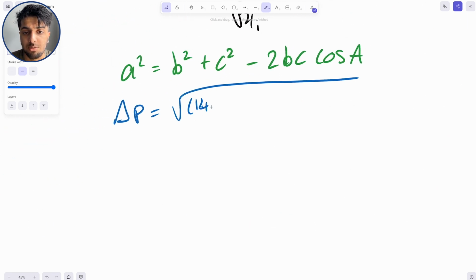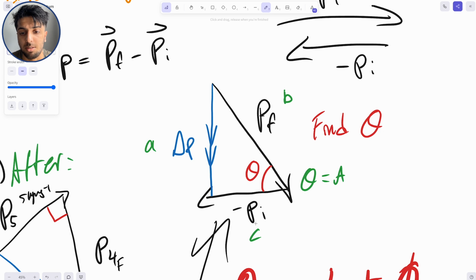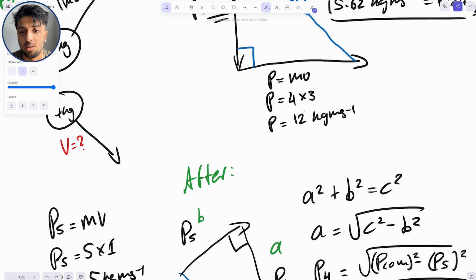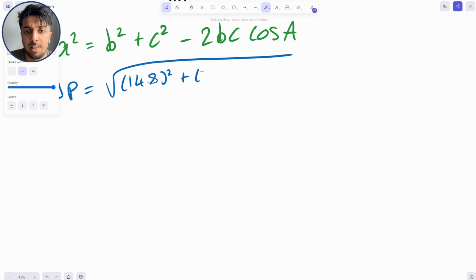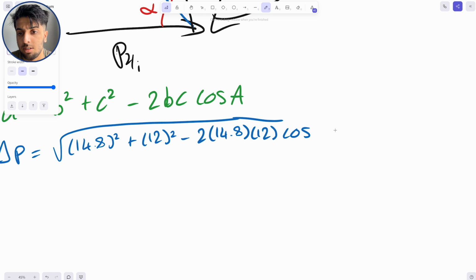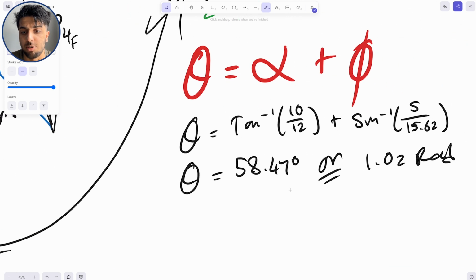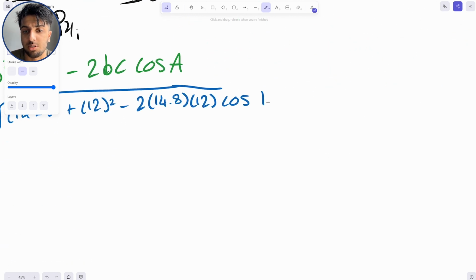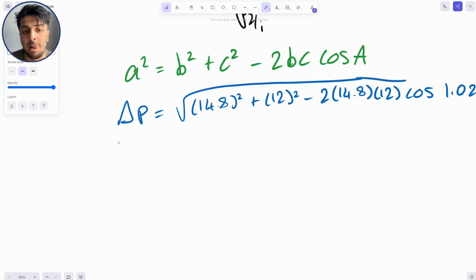So 14.8 squared plus our c, which we said was our initial momentum, which was 12 kg meters per second, so plus 12 squared, minus 2 times 14.8 times 12, and then times cos of theta, which we said was 58.47 degrees or 1.02 radians. I'll be using 1.02 radians. And so our change of momentum is equal to 13.3 kg meters per second.